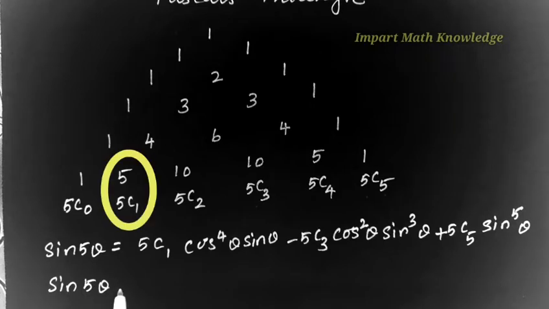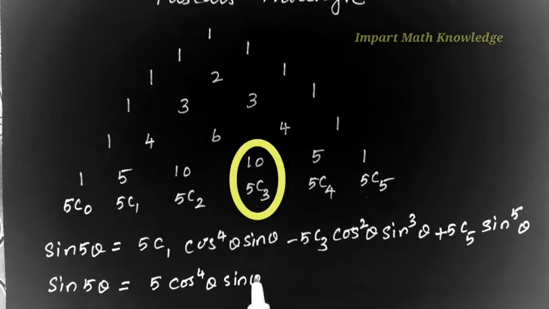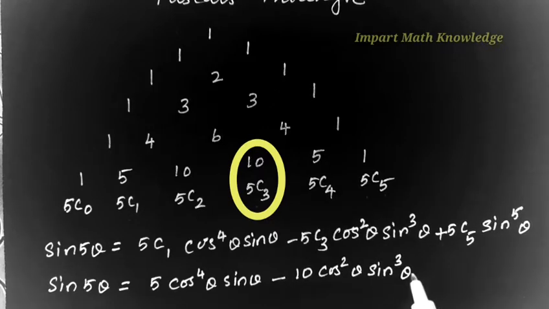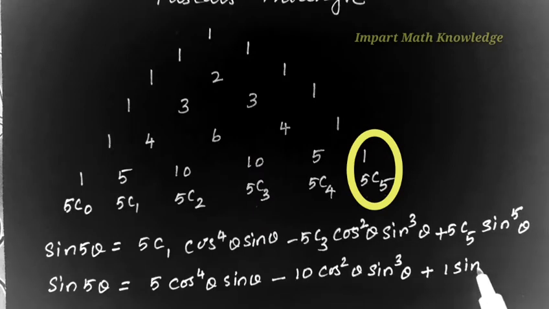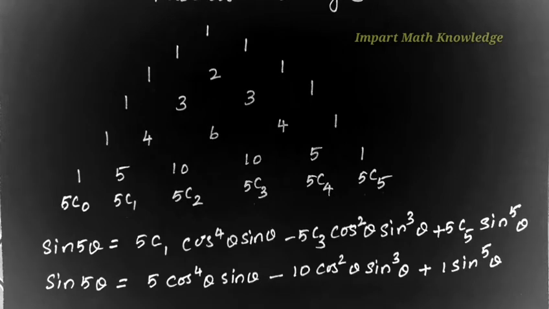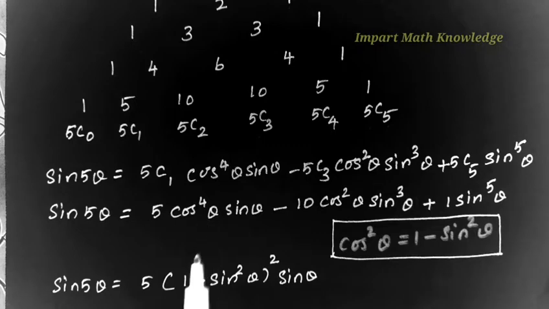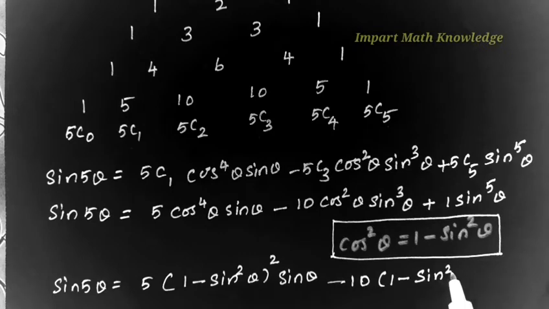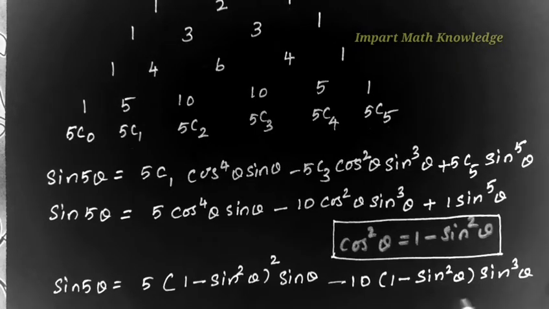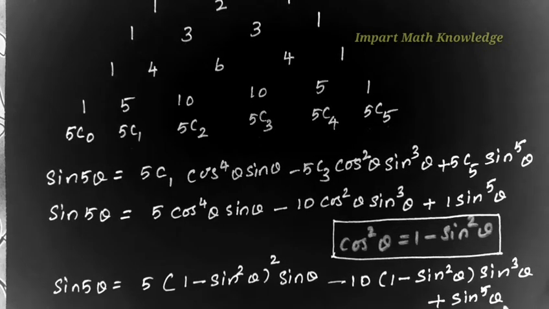sin 5θ is equal to 5C1 is 5, so 5 cos⁴θ sin θ, minus 5C3 is 10 cos²θ sin³θ, plus 5C5 is 1, sin⁵θ. We have to express our value in terms of sin θ. So cos²θ is equal to 1 − sin²θ. sin 5θ is equal to 5 into cos⁴θ, which can be written as (1 − sin²θ)², sin θ, minus 10 cos²θ, which can be written as (1 − sin²θ), outside you have sin³θ plus sin⁵θ.